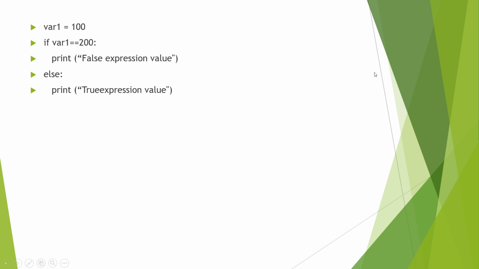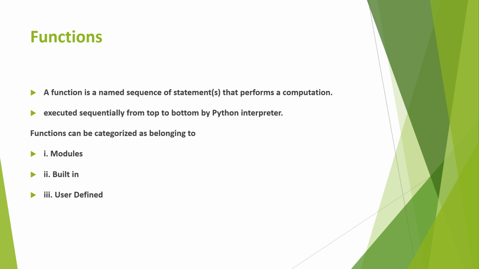Then we have the if statement. Check this as an example: if we have declared a variable var1 equals 100, we are checking if var1 is double equal to, or what we call absolutely equal to, 200. We know it is not absolutely equal to 200, so it will be printing only the false part. If variable 1 is not equal to 200, now what value will this print? It will print the false expression. Else print true. Since we have given it as 200, it is going to print only the false part. Functions.